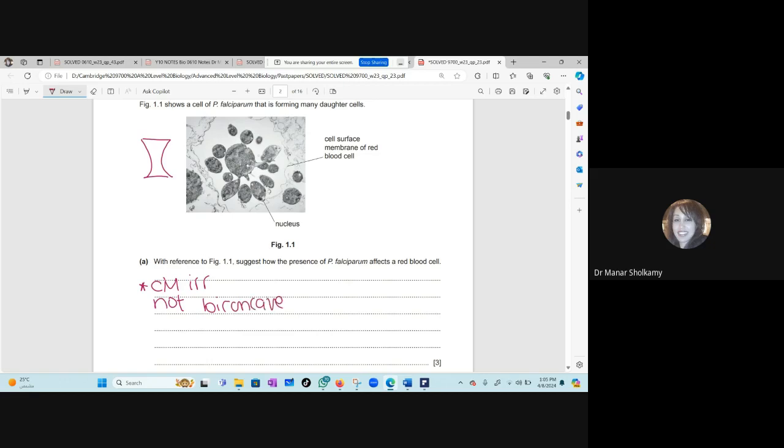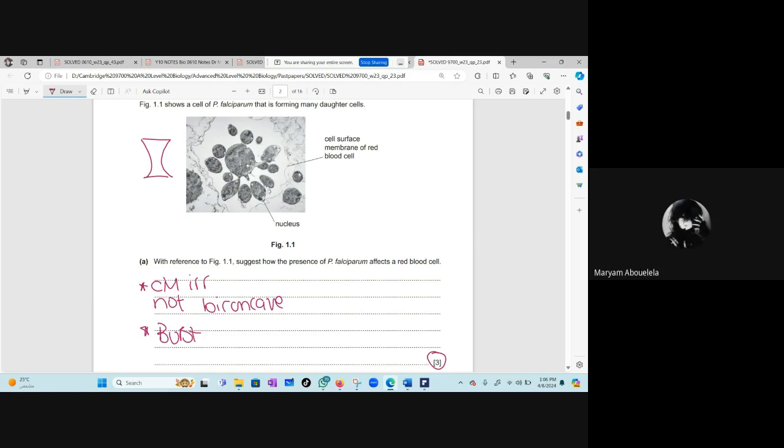How do I know that we need 3 points? Because it's out of 3 marks. So you need 3 changes. What else can you say happened to the red blood cell? You have to think of 2 other changes. It would burst. Correct, it is bursting. You can see that it is bursting. Because what?